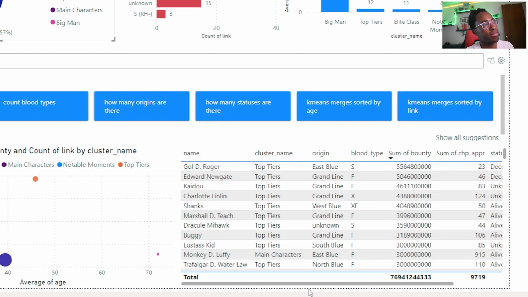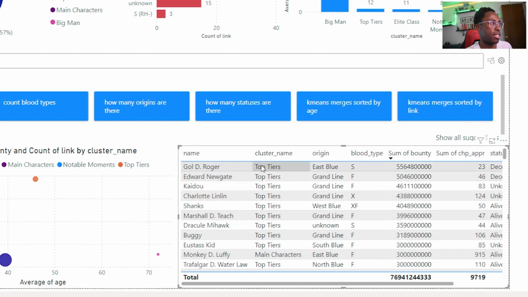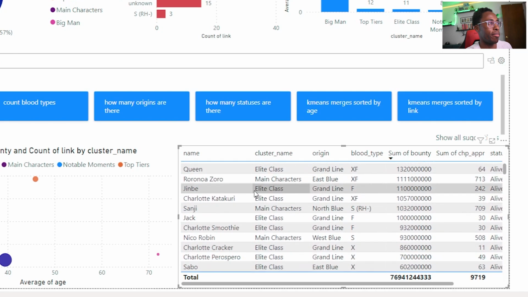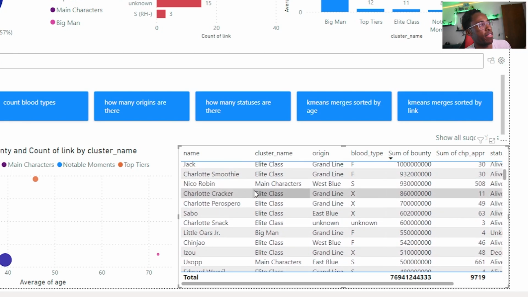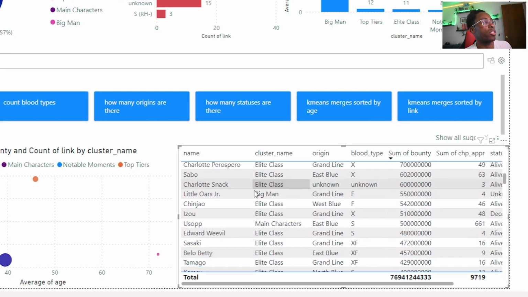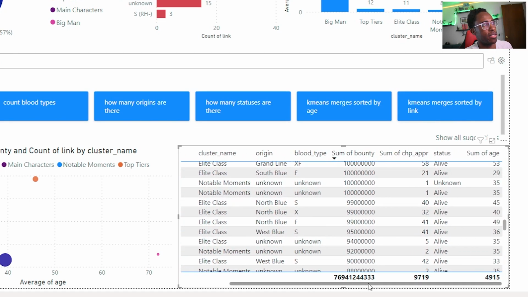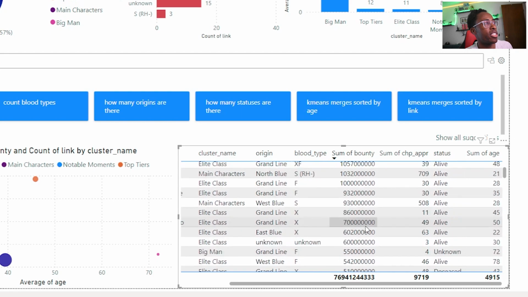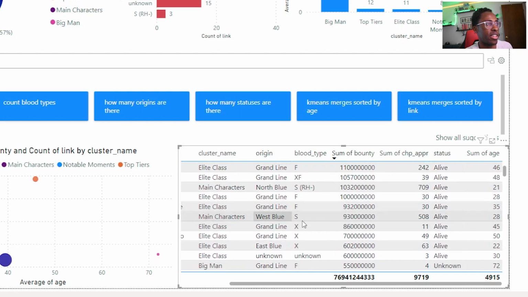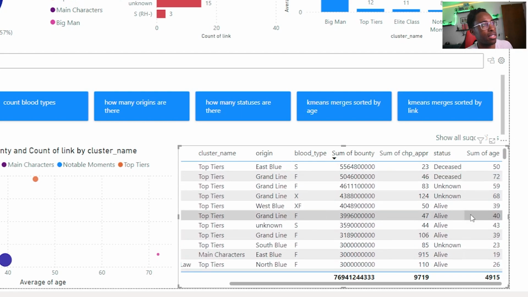And then finally, what we have here is a table with information on those characters, right? So you can see right off the bat, if we're ordered by bounty, who the top tiers are. I think that makes a lot of sense. And then scrolling down, we see a mix of different characters, many of them being either the main characters or the elite class. We have the sum of the bounty, the blood type, where they're from, their cluster name, their status, their age, and how many chapters they've appeared in.